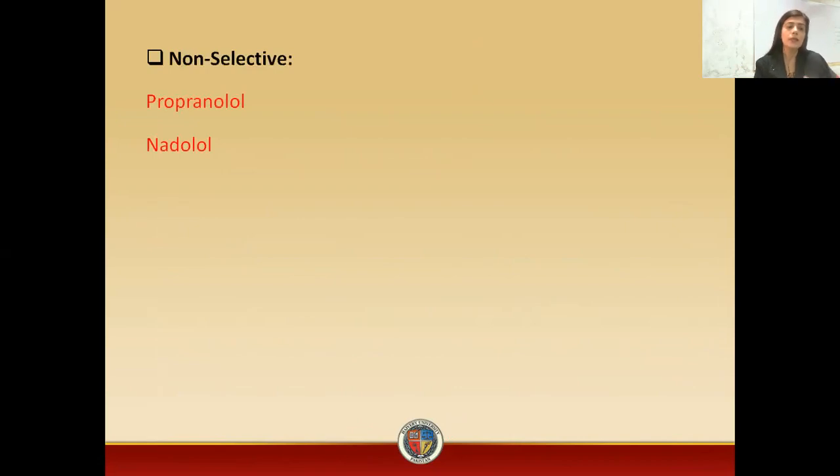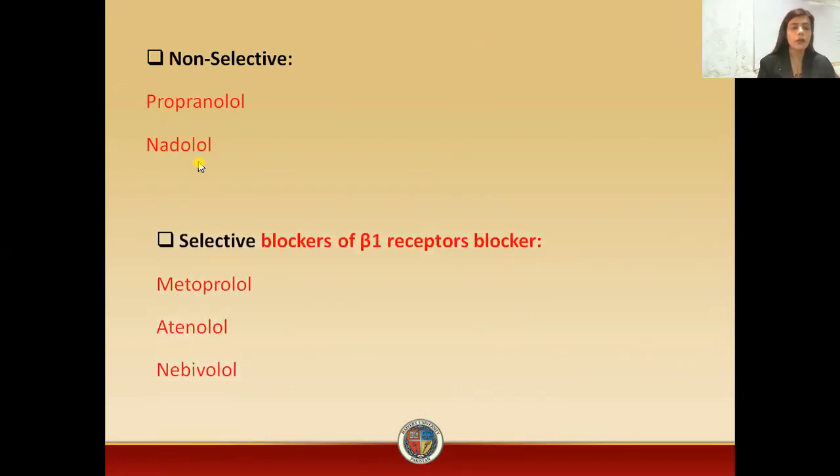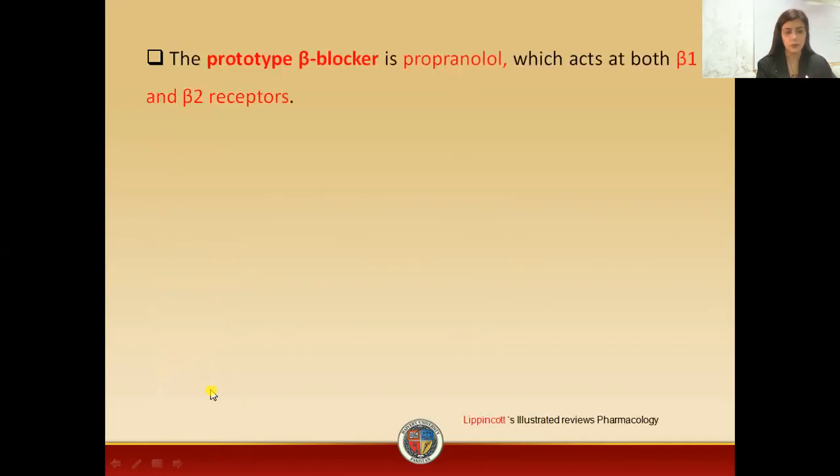Now, what are the selective and the non-selective beta blockers? Non-selective beta blockers means the beta blockers that will act on both the beta 1 and the beta 2 receptors. These are propranolol and nadolol. When I talk about the selective ones, when I'm discussing the heart, I'm talking about the beta 1 receptor blockers. And these are metoprolol, atenolol, and nebivolol.